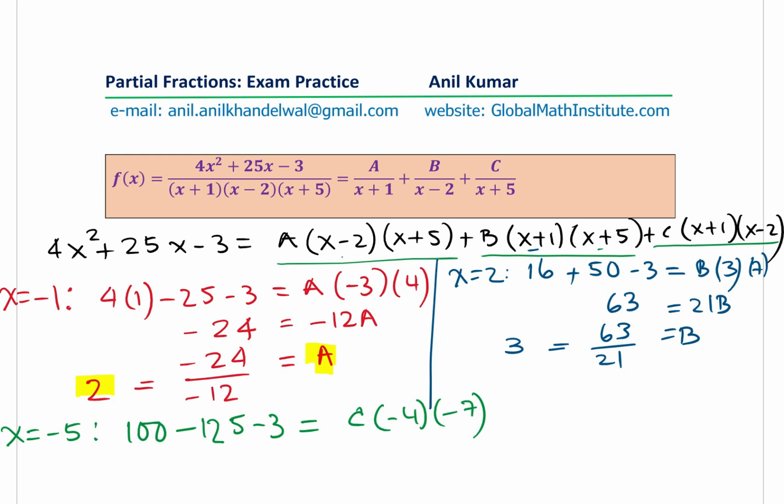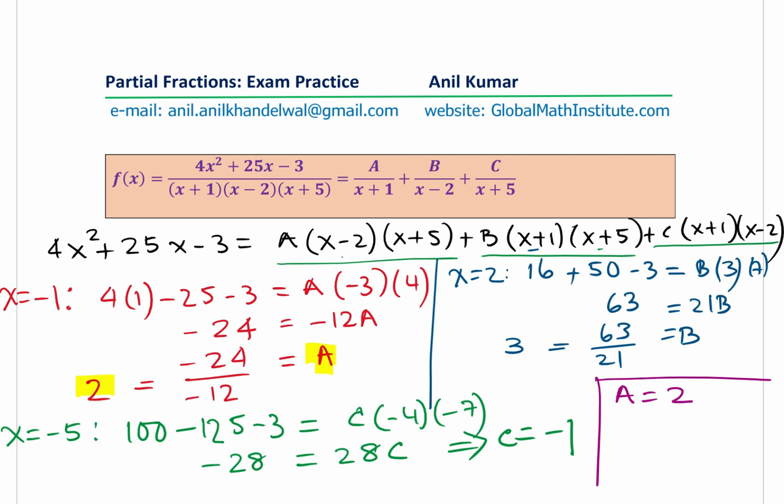So when you calculate, this gives you the value plus 28, 7 times 4. And on this side, we have the value of minus 25 and minus 28. Right? So minus 28c. And that gives you c as equal to minus 1. So we got exactly the same answer which we got last time: a is equal to 2, b is equal to 3, and c is equal to minus 1.